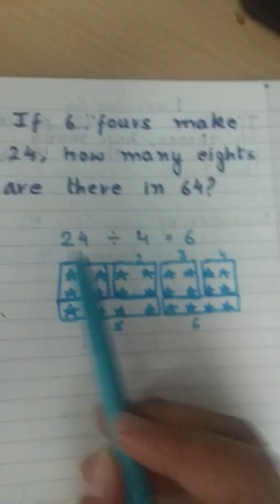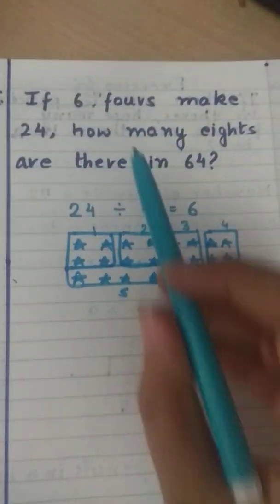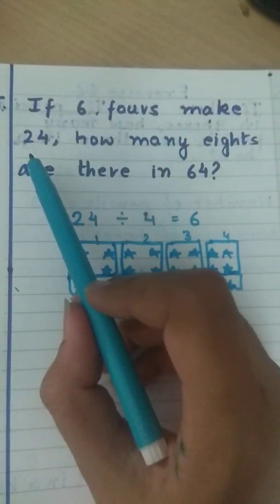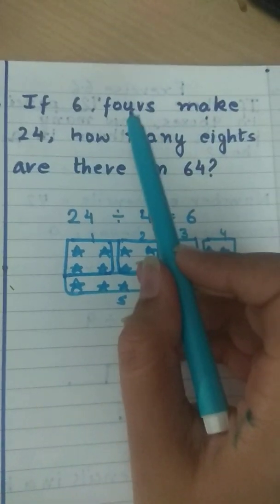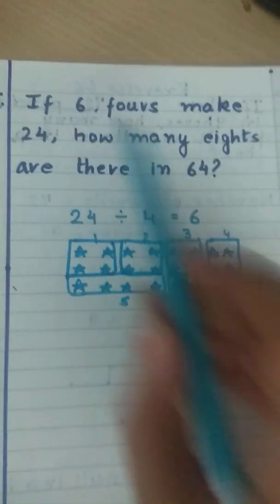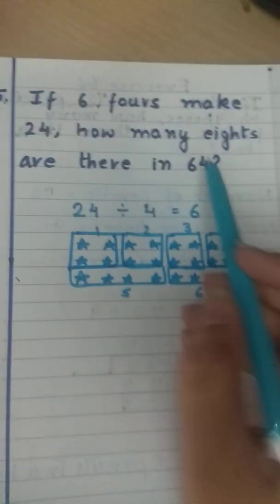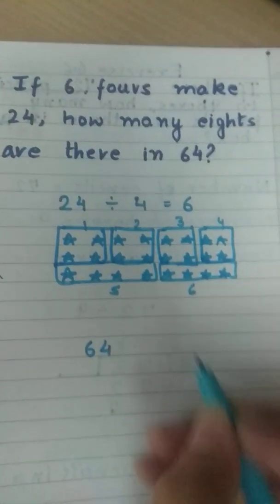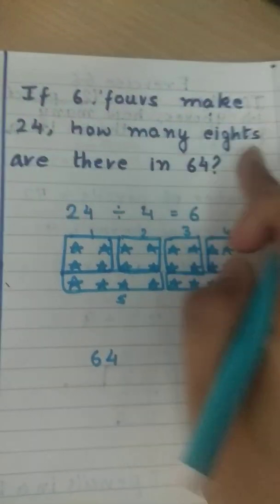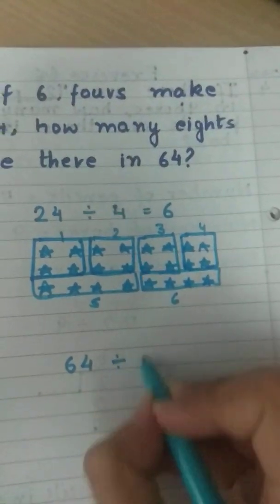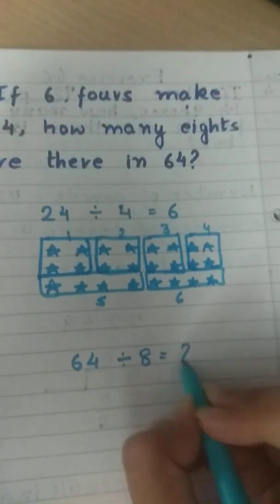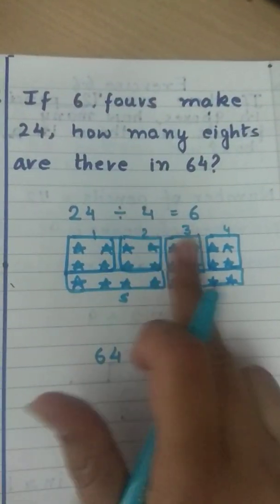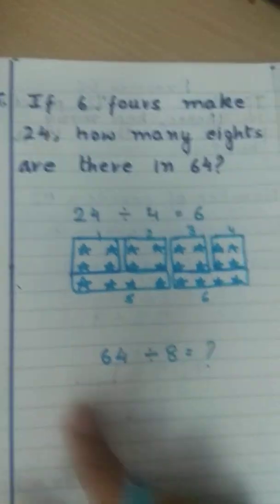So if 24 stars or 24 items are divided into groups of 4, you will get 6 groups. Similarly, if there are 64 items and you have divided them into groups of 8, how many groups will you get? There were 24 items, we divided them in groups of 4, and we got 6 groups. Now there are 64 items.